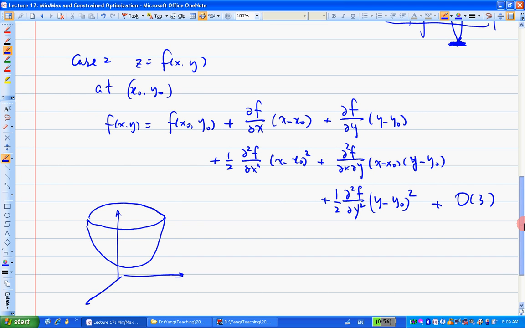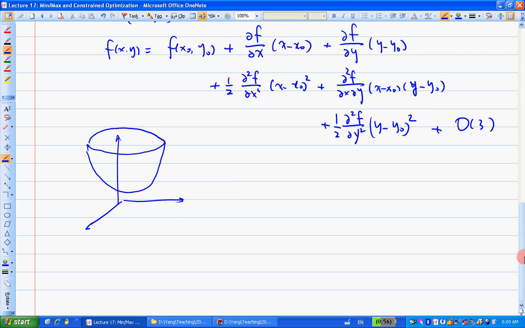Then where would be the minimum point or maximum point for the surface? There's a concept you learned in 248, the engineering analysis 3. The concept is called gradient. If you recall, you learned a concept called gradient. So what is a gradient?